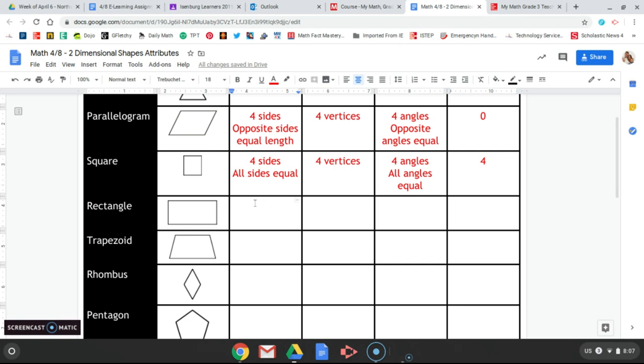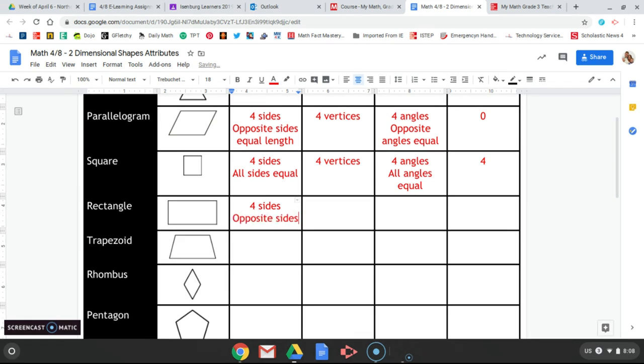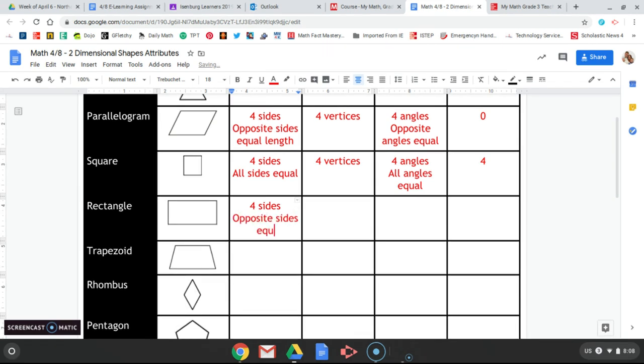So I noticed that there are 4 sides. But this time, instead of all 4 sides being equal, it's just the opposite sides that are equal length. So opposite sides equal length. Okay, so the opposite top and bottom are equal length, right and left are equal length.